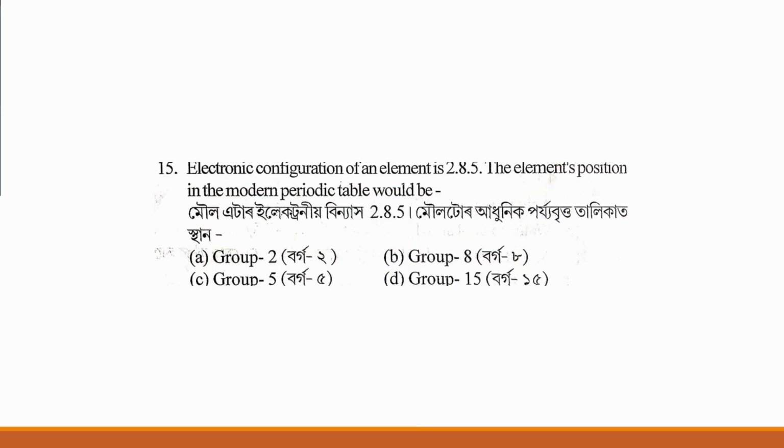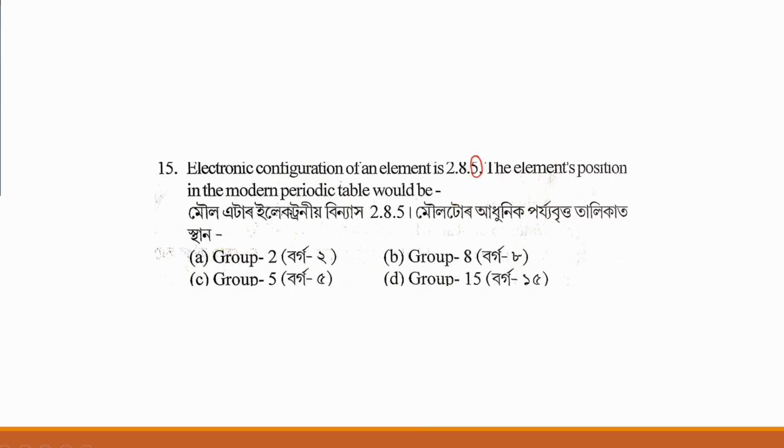Electronic configuration of an element is 2.8.5. The element's position in the modern periodic table would be group 2, group 8, group 5, or group 15. So here the electronic configuration is 2.8.5, is it not? Then what does it indicate? It indicates that the element has 5 electrons in its valence shell.